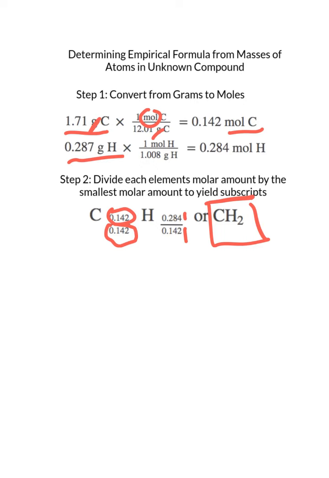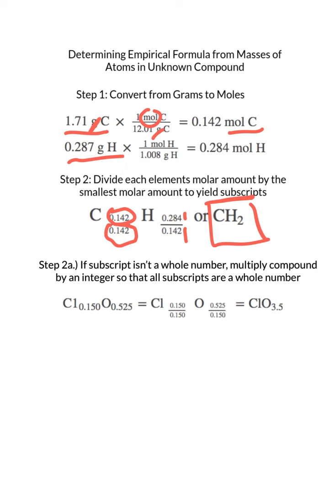However, if your second step leads to a subscript that isn't a whole number, or close-ish to a whole number, you must multiply both of the subscripts by an integer so that all subscripts are whole numbers. For example, let's look at ClO. The oxygen's subscript is nowhere near a whole number after we've completed step 2. So we must multiply both the oxygen's and chlorine's subscripts to yield the true empirical formula.